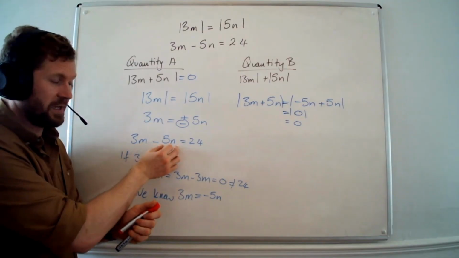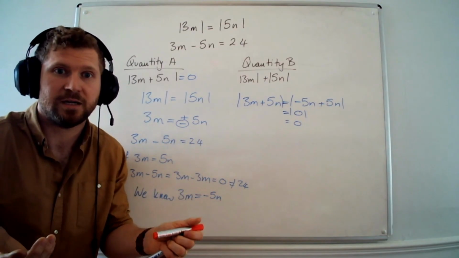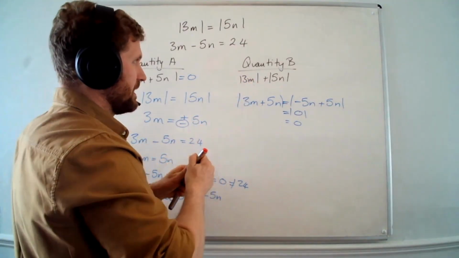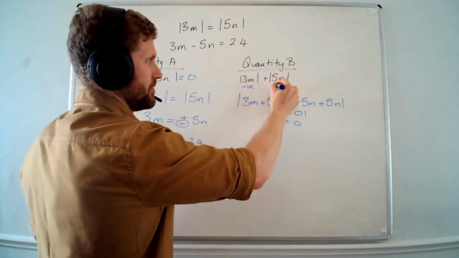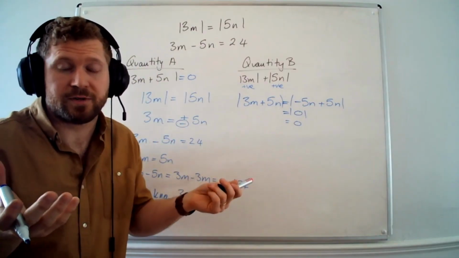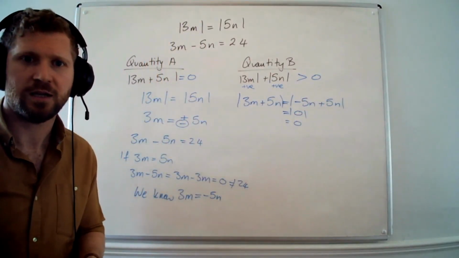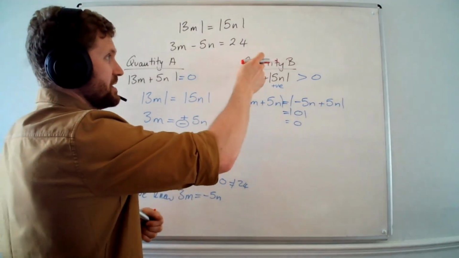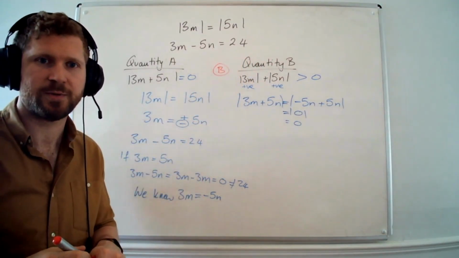If they were both 0, then 0 and 0, we'd get 0. We know that they are not 0, and because of the absolute value sign, I know that I've got a positive number there, and I know that I've got a positive number there. So if I add these two things together, I don't know what it's going to be at this stage, but I know it's going to be greater than 0, which, because this is a quantitative comparison question, is enough to say that quantity B is going to be bigger than quantity A, and so the answer to this question is going to be B.